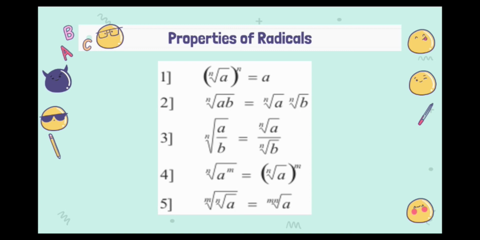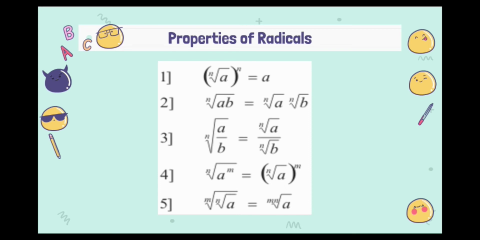Second property. Nth root of the product AB is the product of the nth root of A and nth root of B. It means we can separate the radical symbol in the product case. Third property is nth root of a by b is nth root of a divided by nth root of b. It means in the quotient form we can also separate the radical sign.